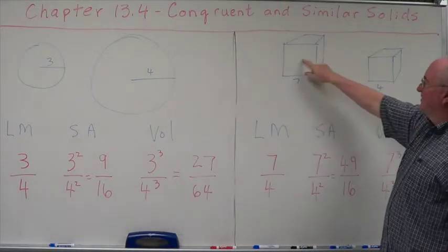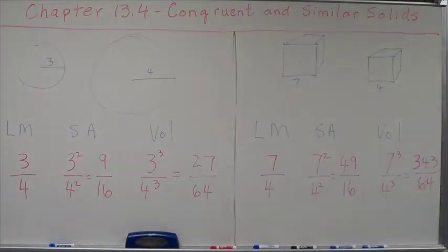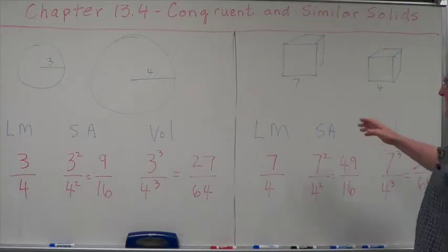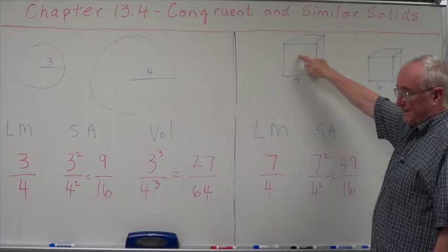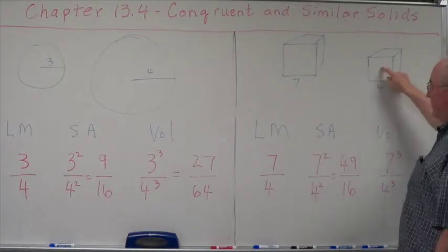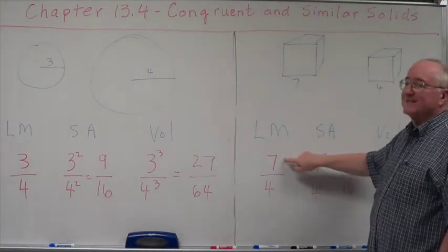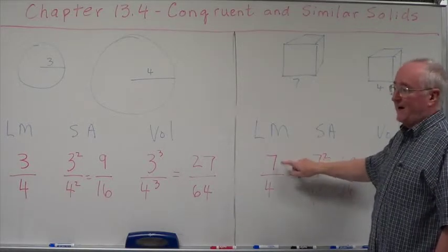Let's look at some cubes. Again, I'll ask this question: do cubes have any chance of not being similar? No. Cubes are similar. Why? Because they're cubes. All the dimensions are the same. It's just a matter of how big that one dimension is. So all cubes are going to be similar. This is a 7 by 7 by 7 cube. This is a 4 by 4 by 4. So linear measures, 7 to 4. This one's almost twice as big.